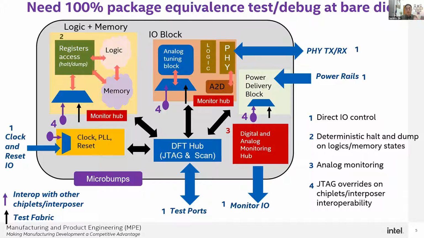And number 4 is very important. You're going to notice that these are the micro bumps, and you don't probe all the micro bumps because of the known challenges in probing the micro bumps. So there are cases where all the clocks and some of the test ports, when you integrate in the full package, are interoperations to other chiplets. That's why you need to have JTAG overrides to take control at the chiplet level. So having these 1, 2, 3, 4 things will enable us to achieve 100% package equivalence for test and debug at the bare die.